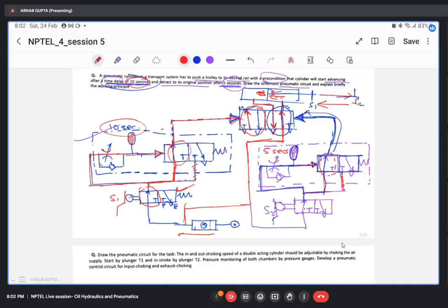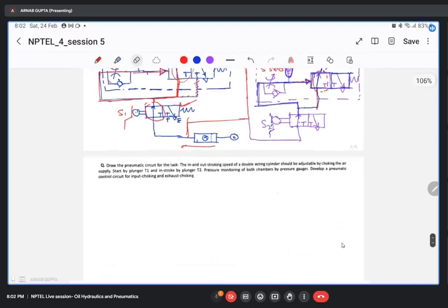So generally, you have to draw only either the retraction or the extension. Generally, we draw the retraction position only, and you have to show any one of the cycles, either during the extension cycle or during the retraction cycle. So here, previously I drew the extension one. Now I had drawn the retraction one. I hope you understood. Now coming to the next question.